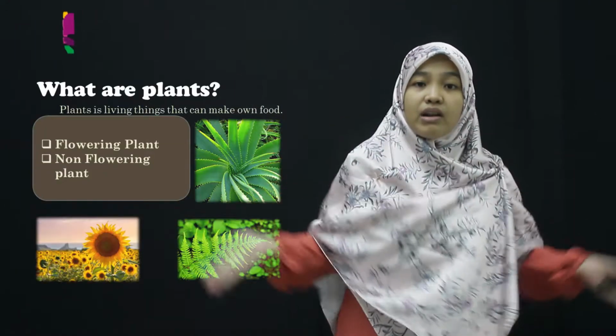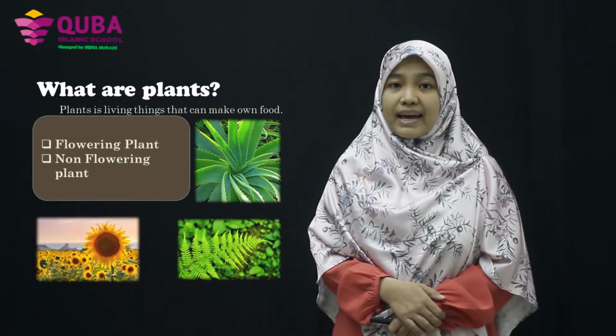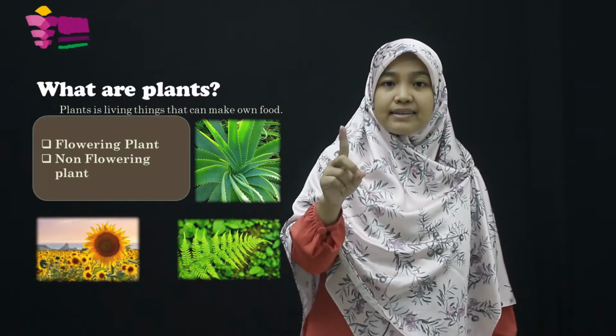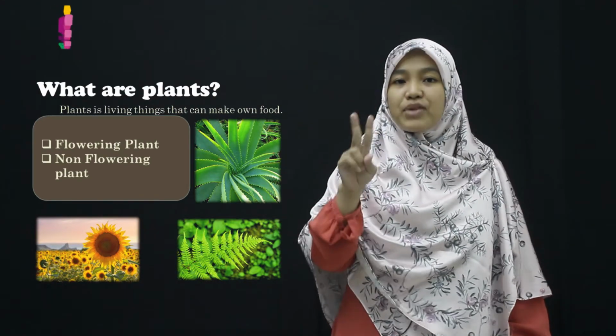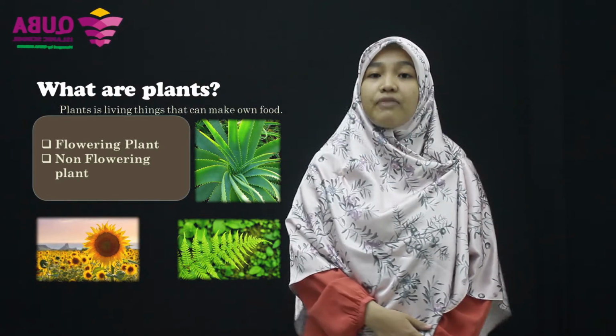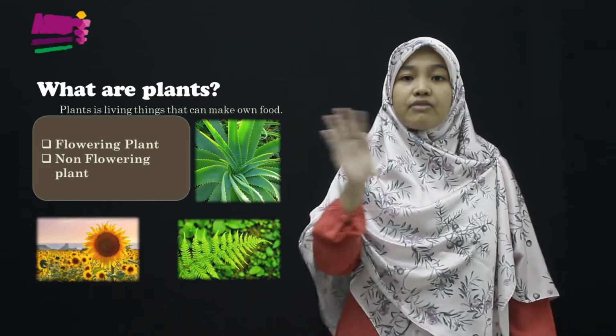Bismillahirrahmanirrahim. What are plants? Plants are living things that can make their own food. All of the living things that can make their own food, we can call plants. We divide plants into two groups. The first group is flowering plants. The second group is non-flowering plants. Flowering plants can bear or produce a flower, and non-flowering plants cannot bear flowers.